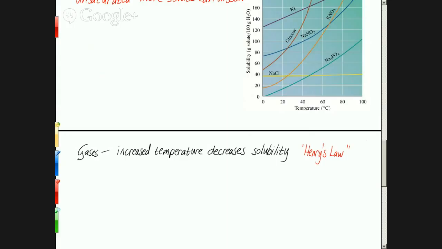A couple examples of this. One, if you've ever had a carbonated beverage, like a pop or a soda, you've seen this. Everyone was sort of just staring at me blankly, so I don't know if this was a foreign concept or something. So if you open two cans of pop, you put one in the fridge, you leave one out on the counter, which one's going to go flat faster? Yeah, the one sitting out on the counter.